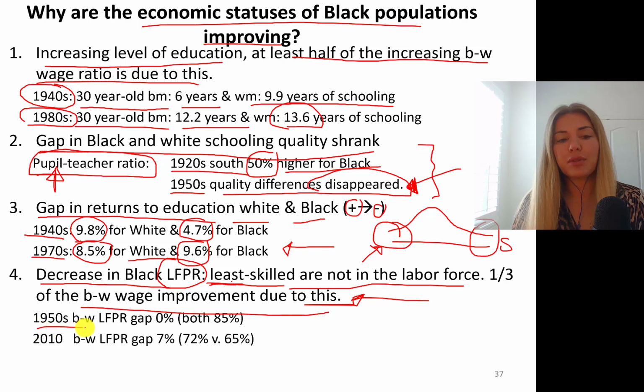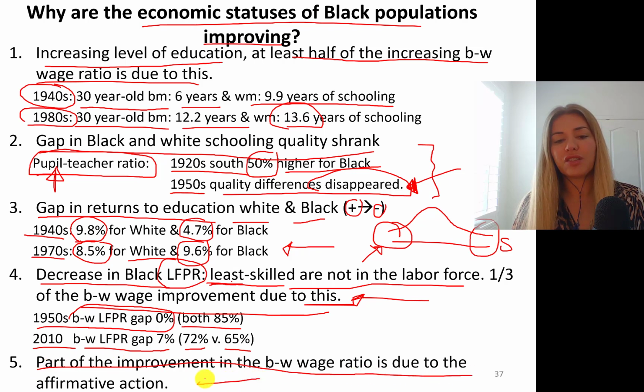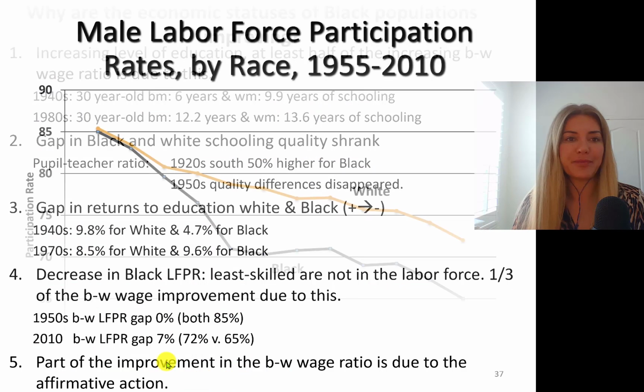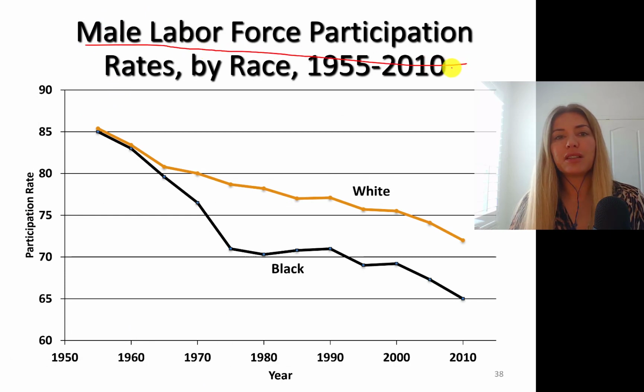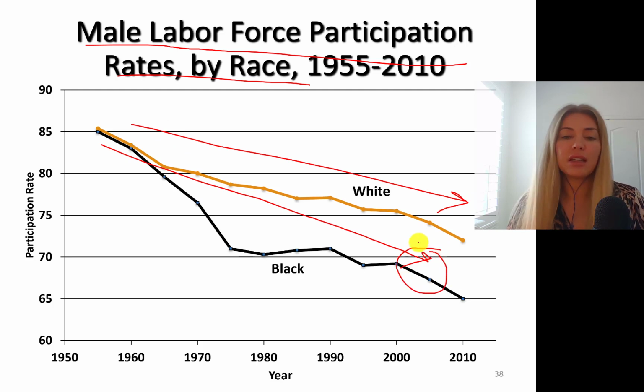In the 1950s, the black-white labor force participation gap was 0. That means both black and white men participated in the market at 85%. By 2010, the black-white labor force participation rate gap is 7%. That means white workers have a 72% labor force participation rate versus 65% for black men. Part of the improvement in the black-white ratio is due to affirmative action, but affirmative action has been limited, to say the least. Okay, so this is male labor force participation rates by race. Labor force participation rates for men have been declining for every ethnic and racial group, but as you can see, the decline in black male labor force participation is steeper. This is due to the disproportionate incarceration of black men.